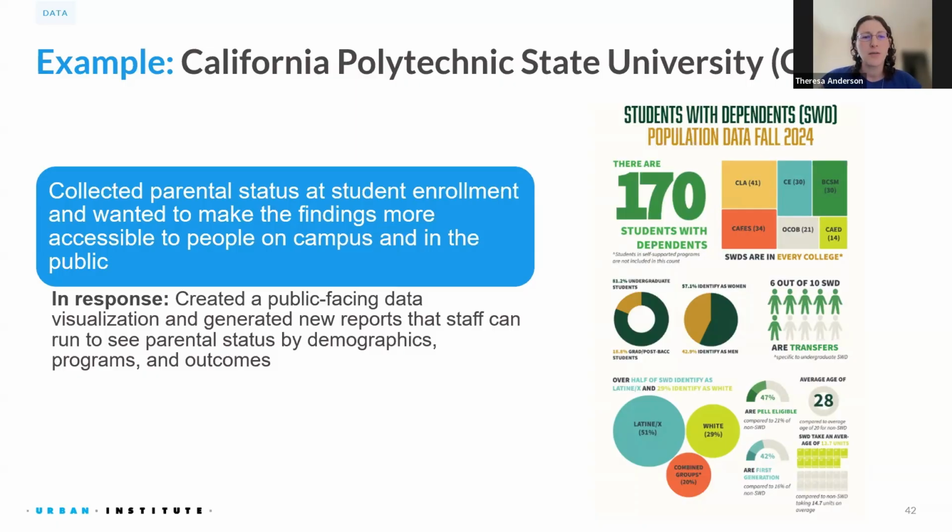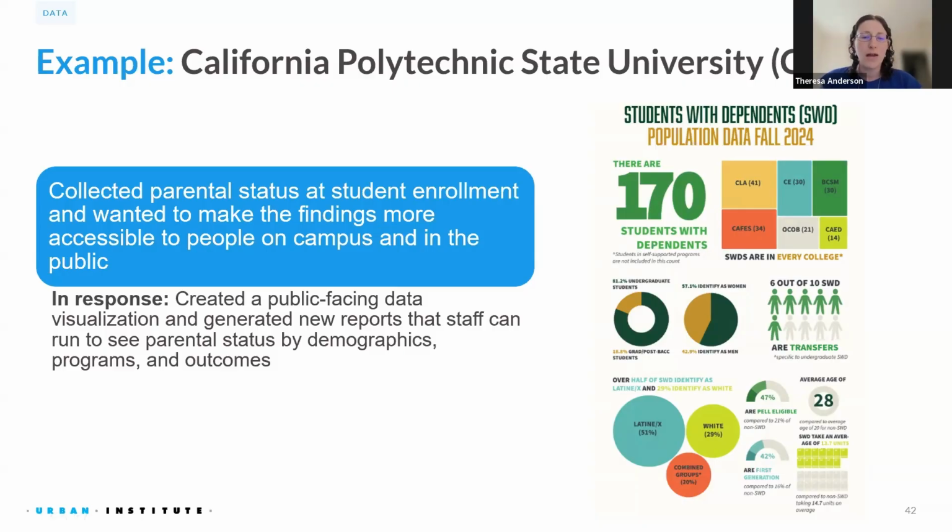And they collected parental status at student enrollment and wanted to make the findings more accessible to people on campus and in the public, and created a public-facing data visualization dashboard that you can actually go to online. I don't know, Kimberly, if you have the link, you want to drop it in the chat. But it's really important to be able to bring that conversation to the college to say, hey, look, we have students with dependents, here's what they are, they're all across the university, and we need to be thinking about them.